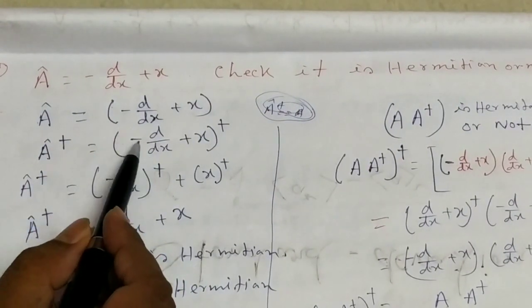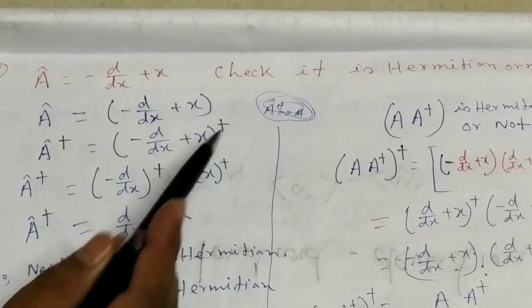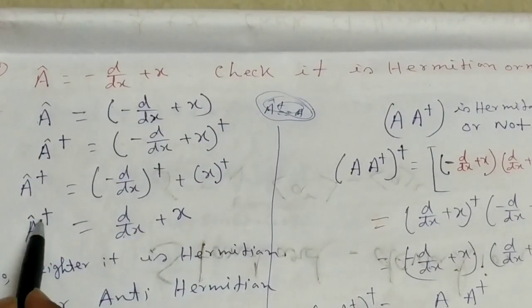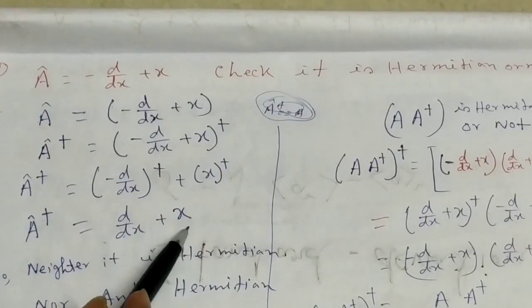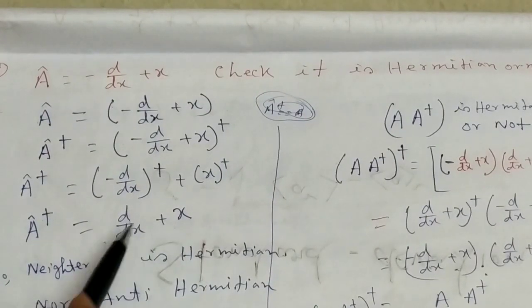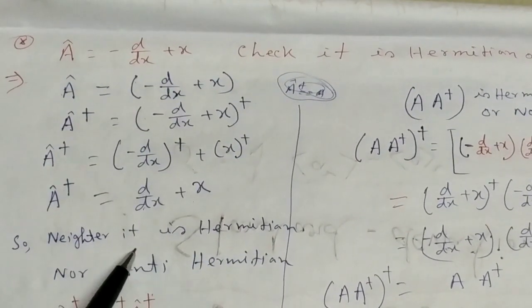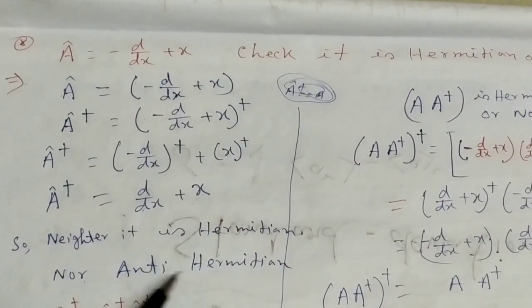A† means (−d/dx + x)†. So −d/dx becomes d/dx, and x† means x. So A† is not equal to A and not equal to −A. So we can say it is neither Hermitian nor anti-Hermitian.